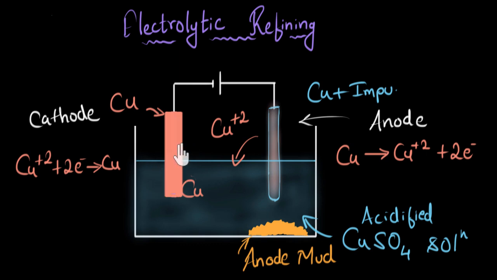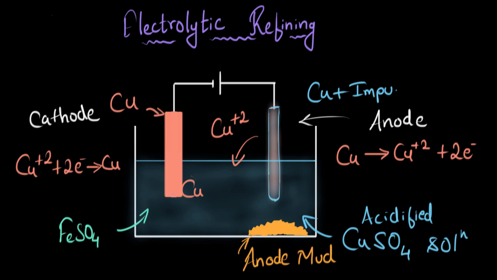Now, next question is, what if I use some other metal salt as the solution? See, we have been told that for the metal that you're refining, use the salt of the same metal as the solution. So over here, we are refining copper and we are using the salt of copper. But what if I use iron sulfate instead? What would happen? Pause the video and think about this.